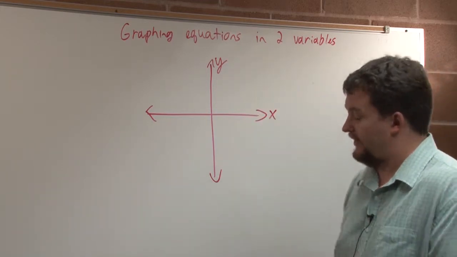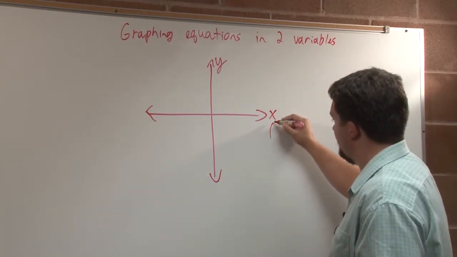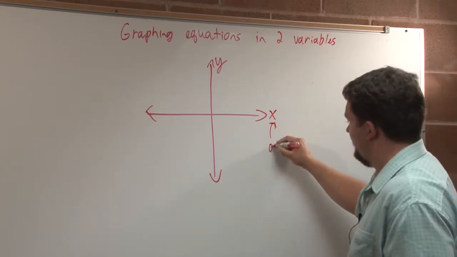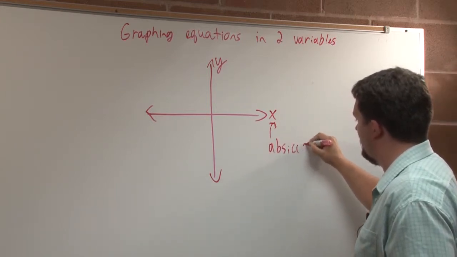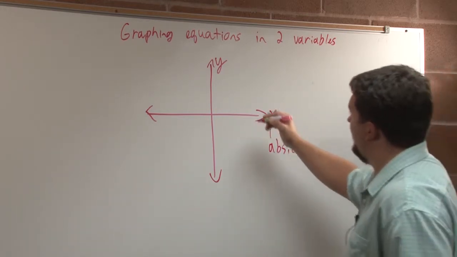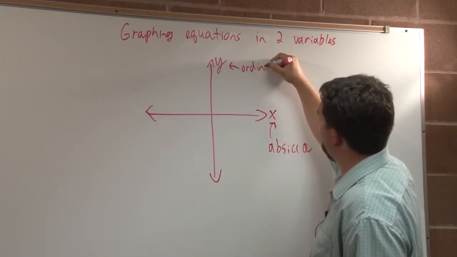Another neat thing about this is, now these are some terms that you might have never heard before, and I thought that it was really interesting. It kind of leads to some understanding. This is called the abscissa. I believe I spelt that right. Yes, I did. And this axis here is called the ordinate.